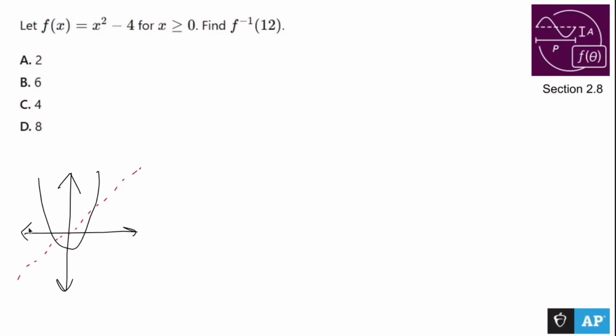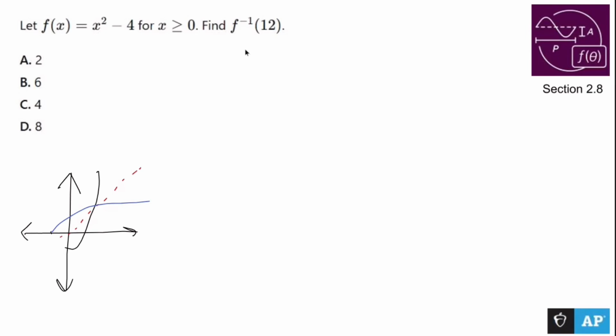I only care about the positive values and 0. So let's get rid of these negative values like so, which means I can get rid of that janky looking red line that I started out. Now, when I rotate this over the y equals x axis, it's now going to look a little something like this.